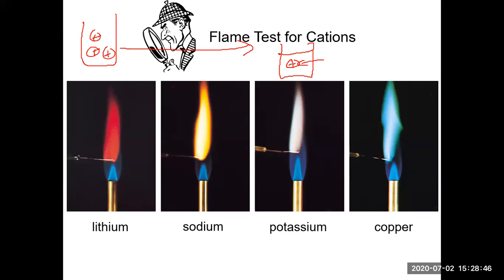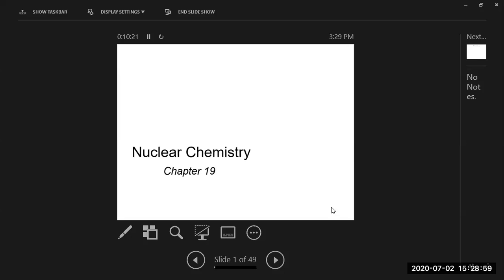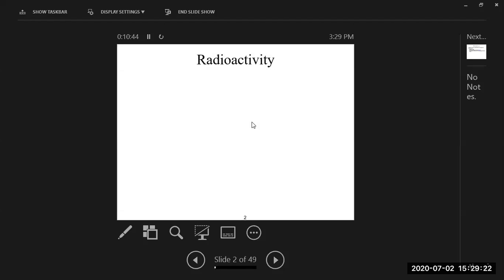Okay, let me try this move here. We're then going to go to nuclear chemistry, which should be up there, I think. Okay, hopefully you should be able to see that, yes. So we're going to talk here about chapter 19, which is nuclear chemistry, and hopefully make a little dent into it today. So let us get started.